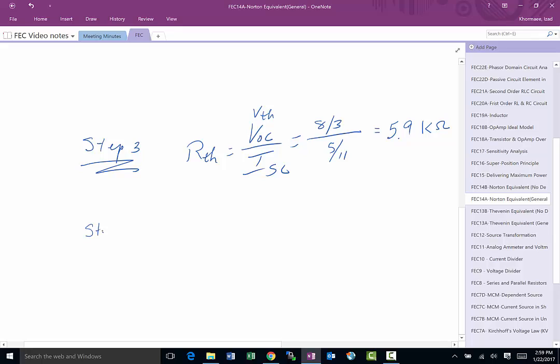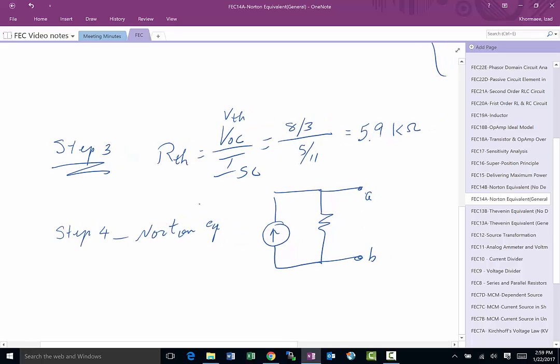Finally, in step 4, we do the Norton equivalent, right? And the Norton equivalent simply is going to be a current source and a resistor. So this is A and B. The circuit above can be replaced by this circuit, which has our R Thevenin of 5.9K, and I short circuit or I Norton of 5/11 milliamp.